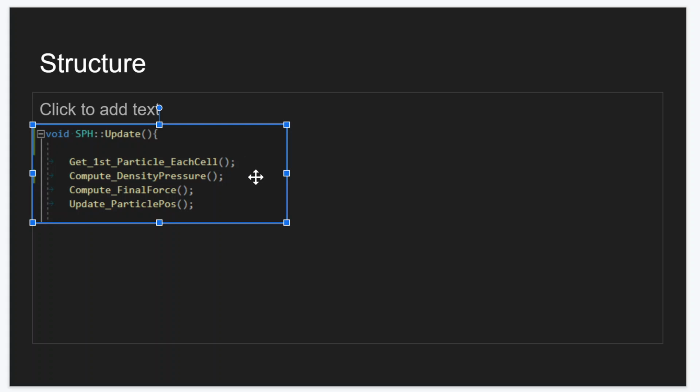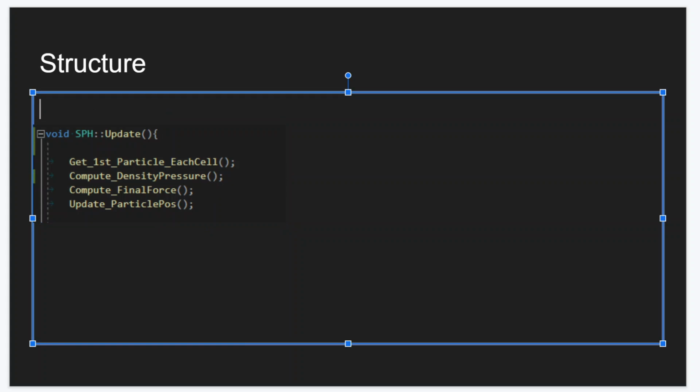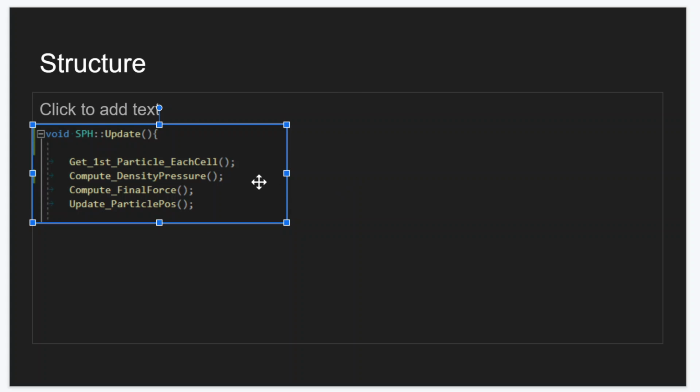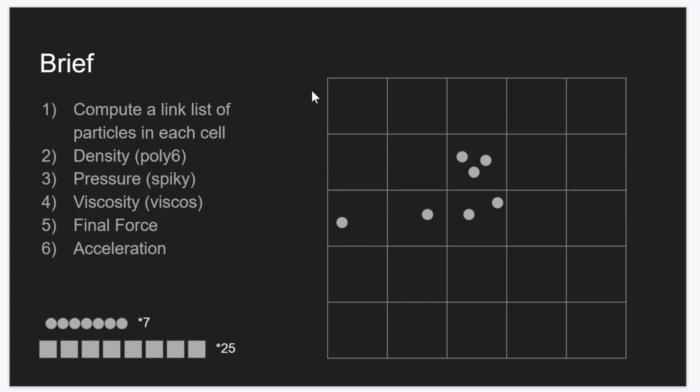And then after I have all the information of the particles, I call compute density and pressure, and with the density and pressure I compute the final force, and then I use this final force to update the particle position. So here's a brief summary of my process.